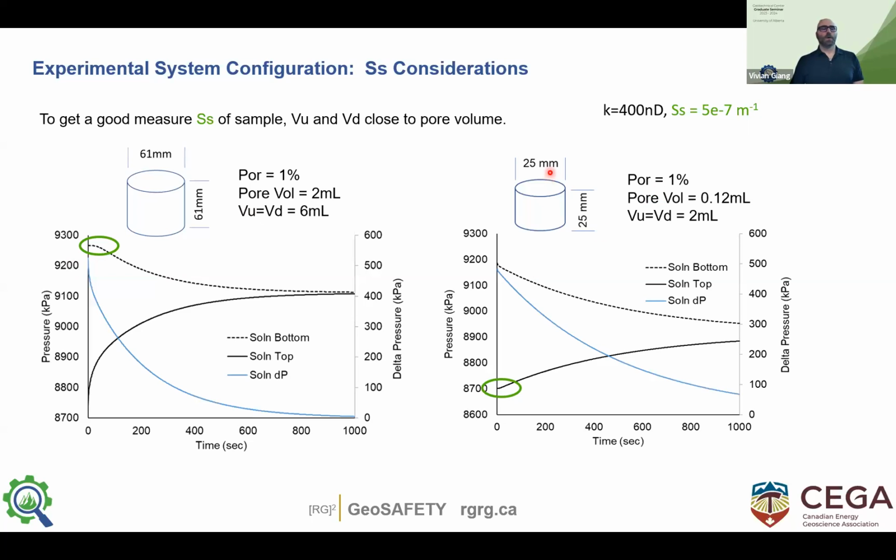If I look at a 1 inch by 1 inch or 25 millimeter by 25 millimeter specimen, my pore volume of the specimen is 0.12 milliliters, and my upstream and downstream volume is 2 milliliters. So much larger difference.